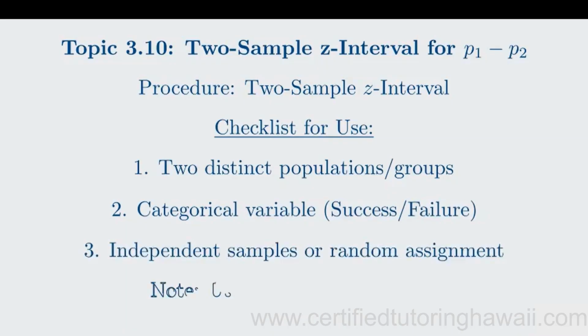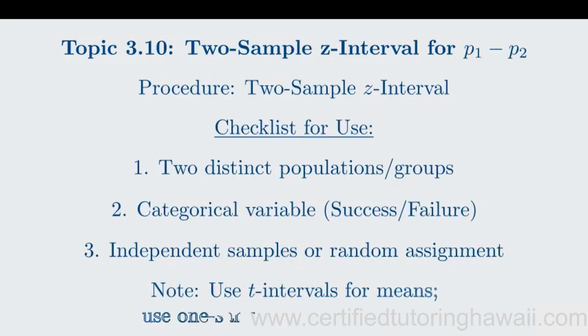If your data is quantitative, meaning you are looking at averages or means rather than proportions, you would use a t-interval instead of a z-interval. If you only have one group and are comparing it to a fixed number, you would use a one-sample procedure.